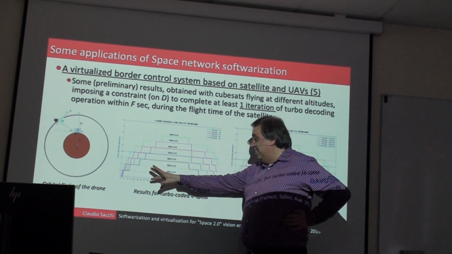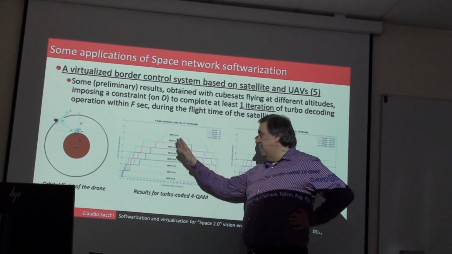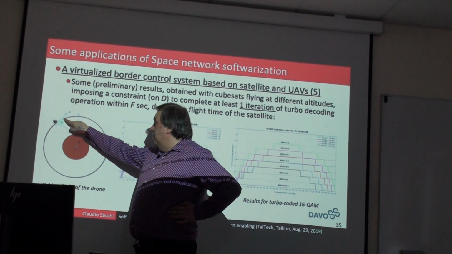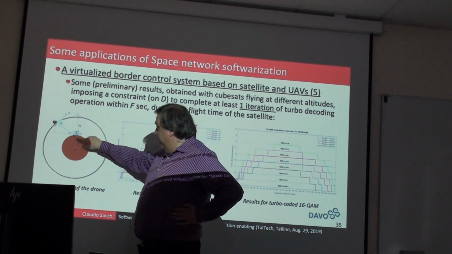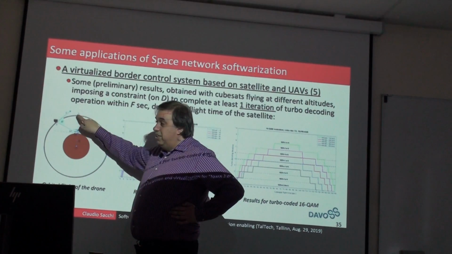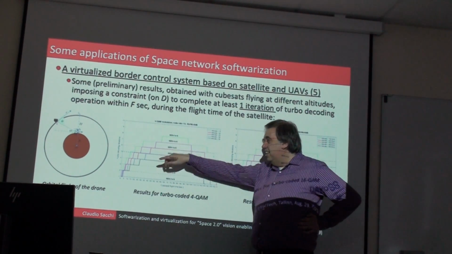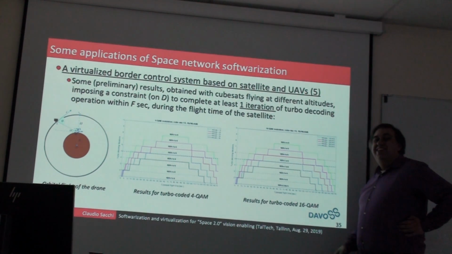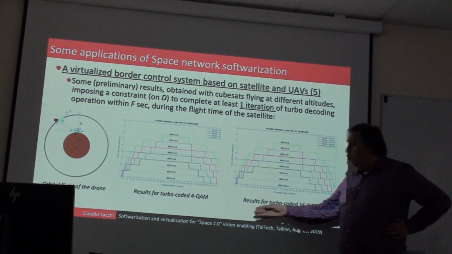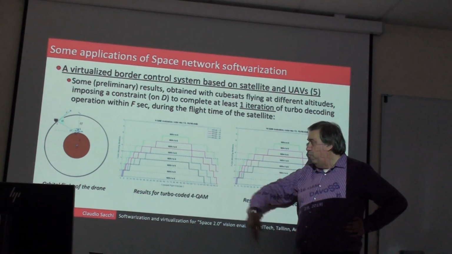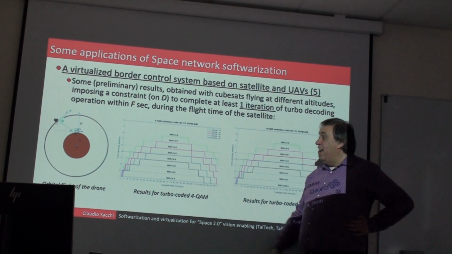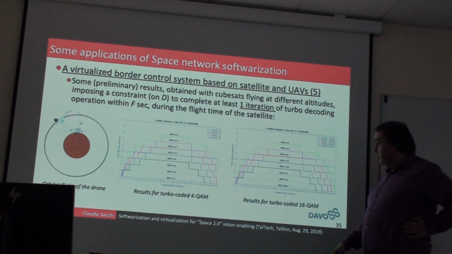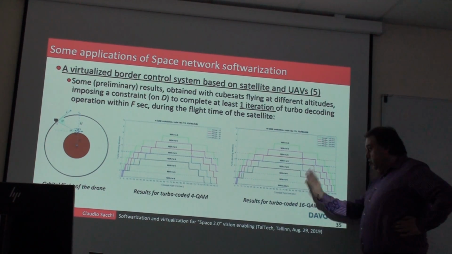substantially the LTE turbo decoding performs as expected, because as soon as the CubeSat approaches and reduces the distance with respect to the drone, the number of turbo decoding iterations that can be performed inside the CubeSat increases and increases, and therefore the bit error rate improves. In the case of 4 QAM, it's enough to have one iteration. So for all the flight time, for each orbit altitude, we have our performance, 10 to the minus 8. We can transmit everything, also video.